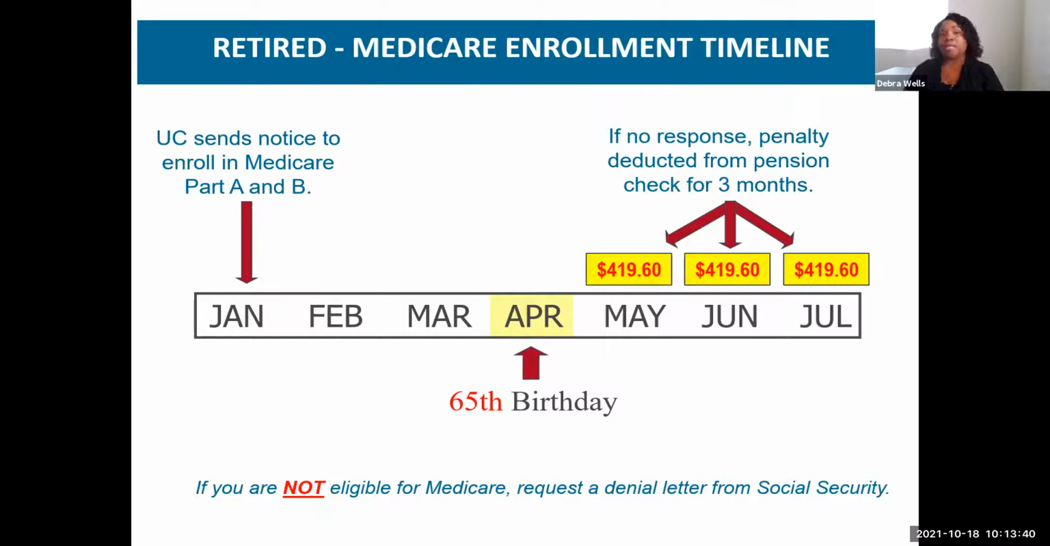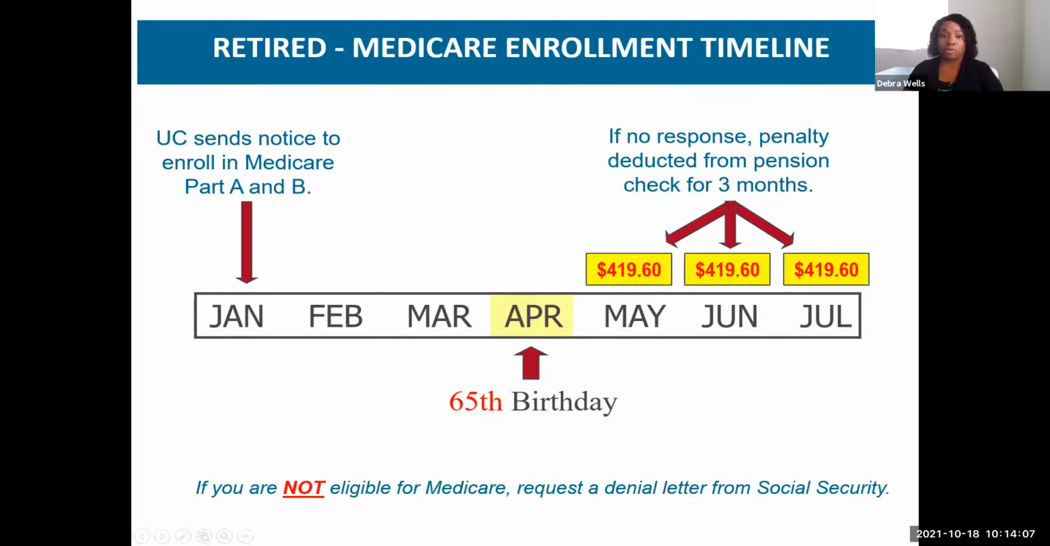Once you do that entire process, you want to mail that form in. In this example, if this retiree does not have their form in the month that they age 65, they're going to start being penalized every single month $419.60 until you, the retiree, or your family member returns that form.